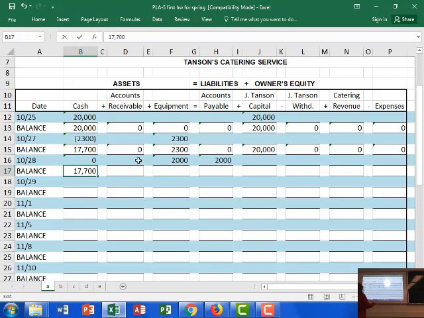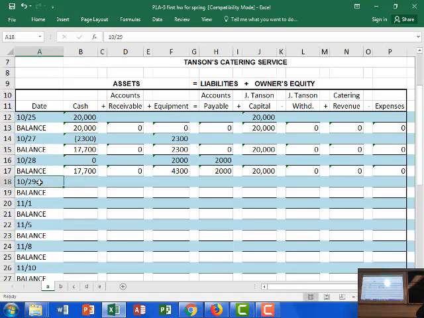Then we bring down our balance. Nothing happened in accounts receivable. Nobody owes us money yet. Our balance now here is how much? $4,300. We've added. Remember, because we had the balance of $2,300 before, and now we're adding more, so we have $4,300. Now, we have a balance coming down on accounts payable: $2,000 on accounts payable. Capital remains the same. And nothing happens on this side of the equation at all.